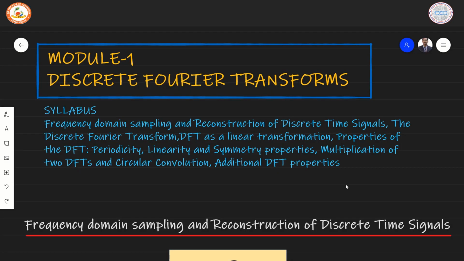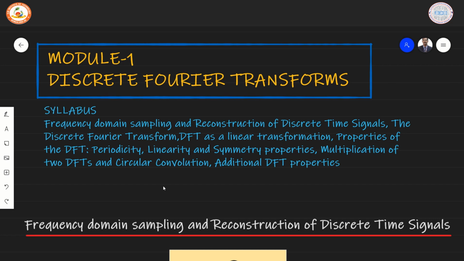Here is a breakup of module 2 of your syllabus. The title of the module is Discrete Fourier Transform. The important things we are going to cover in this module are frequency domain sampling and reconstruction of a discrete time signal, the discrete Fourier transform, DFT as a linear transformation, properties of the DFT like periodicity, linearity, symmetry, multiplication of two DFTs, circular convolutions, and a few more additional properties.